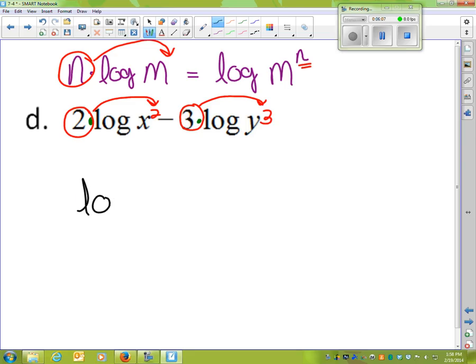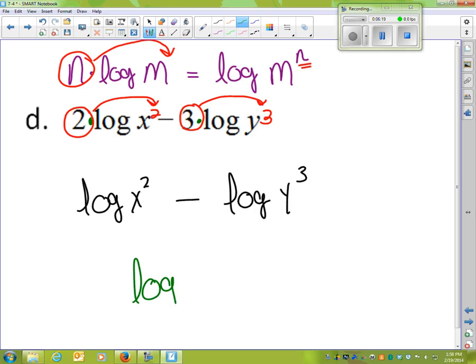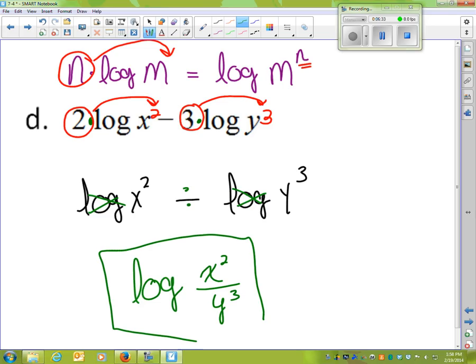So I have log x squared minus log y cubed. Now I can combine the two into one single logarithm. It's a subtraction, so I can change it into division. It would be log x squared over y cubed. There's nothing I can simplify. That is my answer.